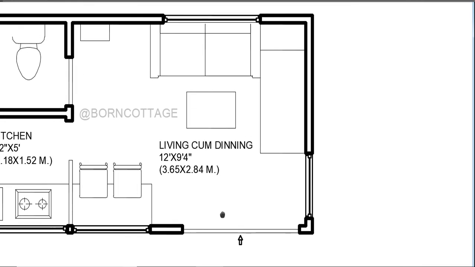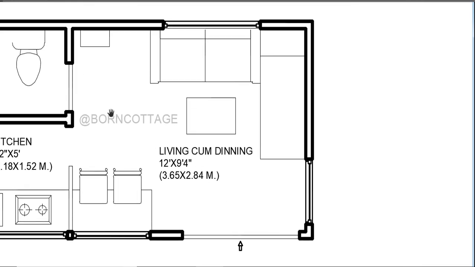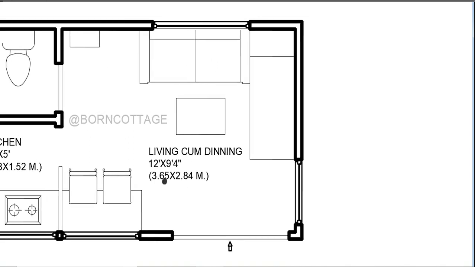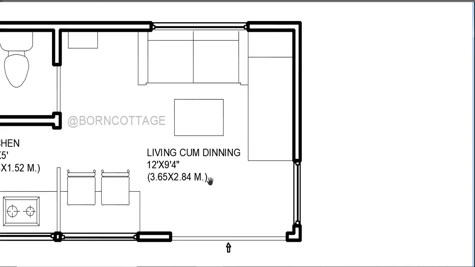So we have living cum dining area. The size of the living cum dining area is 12 feet into 9 feet 4 inches, in meter 3.65 into 2.84 meter. You can see here the sofa cum bed and also a tea table, and we have dining counter here with 2 chairs. Also we have large size window for ventilation and light purpose of the living cum dining area, and we have small wash basin here.